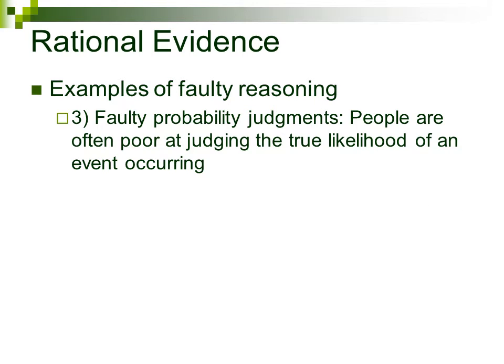The next example of faulty reasoning is making faulty probability judgments, specifically that people are often poor at judging the true likelihood of an event occurring. So here's an example. Let's say you're at a party and there are 23 people, including you, in the room. Here's the question. What is the probability that there are 2 people in the room with the same birthday? So think about this for a second. 23 people in the room, what is the probability that 2 of them have the same birthday? The correct answer is 1 in 2, or 50%.